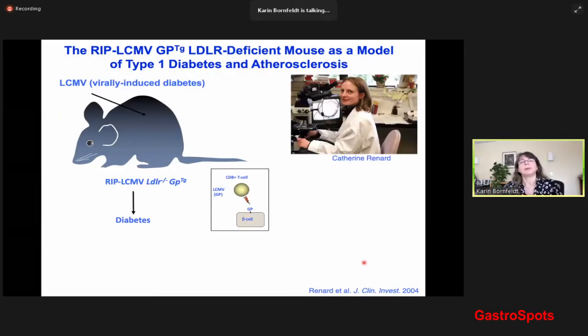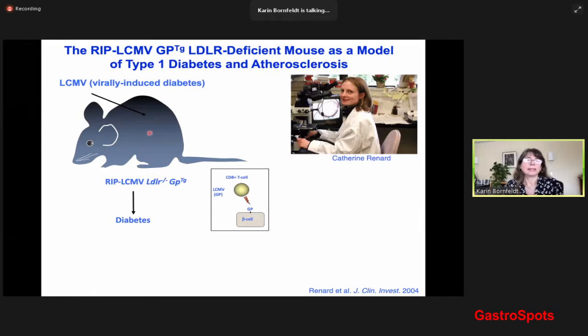So the model we have used for a lot of these studies I will talk about today is a transgenic mouse model of type 1 diabetes accelerated atherosclerosis. And this model was developed many years ago now by Karin Renard when she was a postdoc in the lab. These transgenic animals express a viral protein called glycoprotein, or GP, under control of the insulin promoter on the pancreatic beta cells. This expression of GP doesn't cause a phenotype in the mice until you infect them with the virus, lymphocytic choriomeningitis virus, or LCMV.